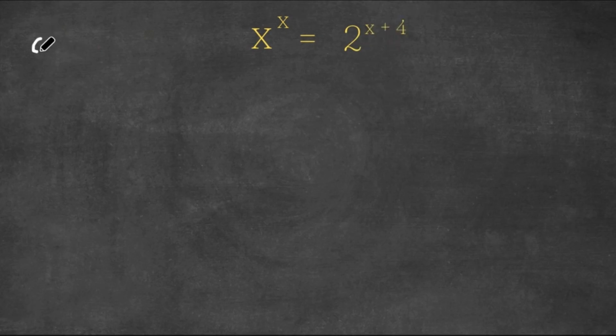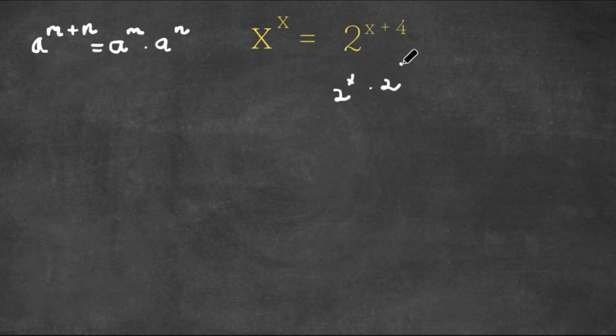Now, if we have something in the form a to the power of m plus n, this is equal to a to the power of m times a to the power of n. So now 2 to the power of x plus 4, this is going to equal 2 to the power of x times 2 to the power of 4. And this is still equal to x to the power of x. Now I'm going to divide both sides by 2 to the power of x.